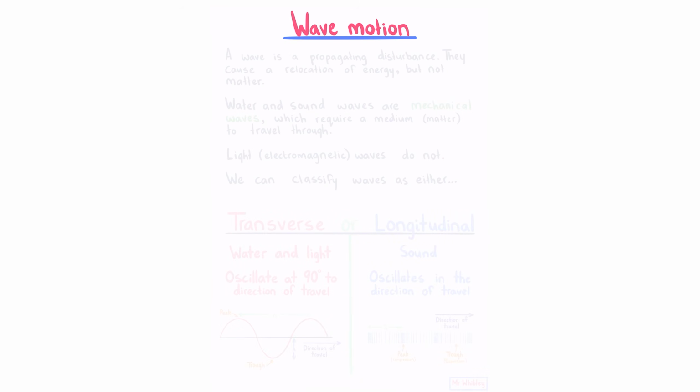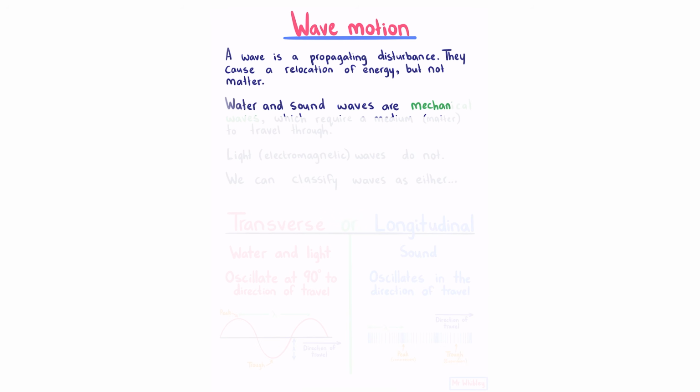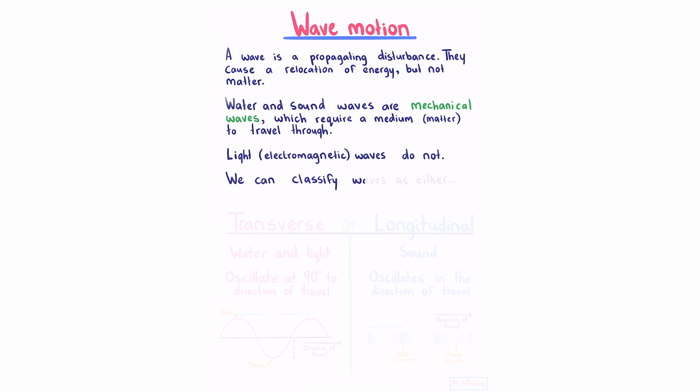Wave motion. A wave is a propagating disturbance. They cause a relocation of energy, but not matter. Water and sound are mechanical waves, which require a medium or matter to travel through. Light, or electromagnetic waves, do not. We can furthermore classify waves as either transverse or longitudinal.